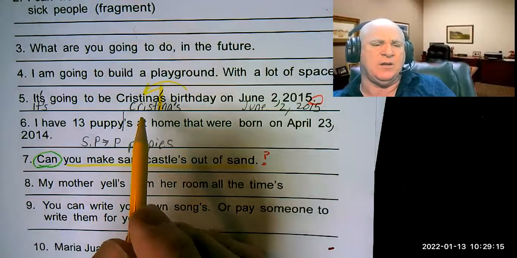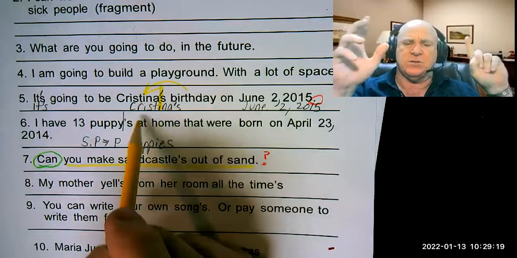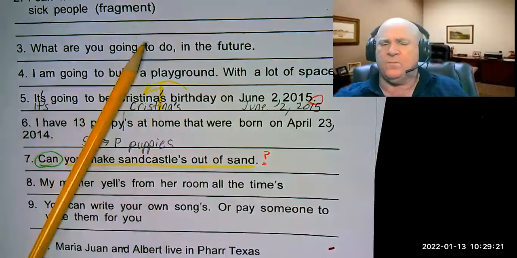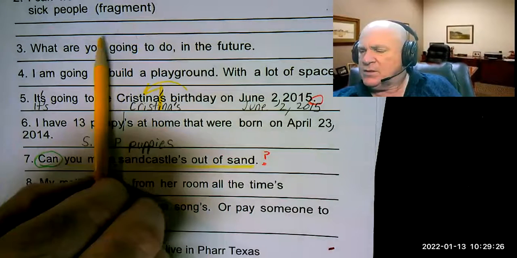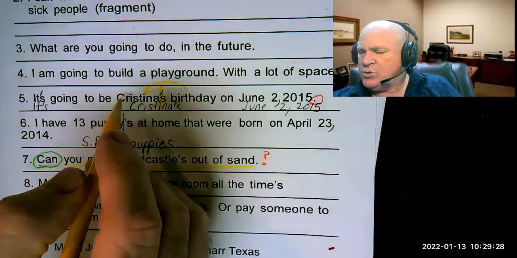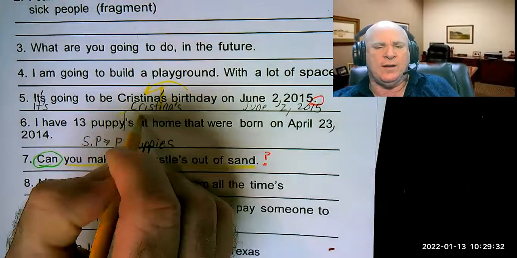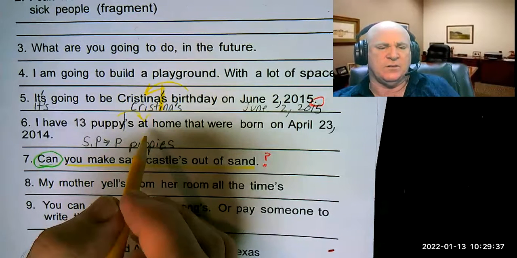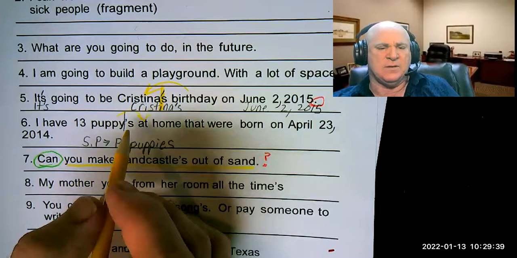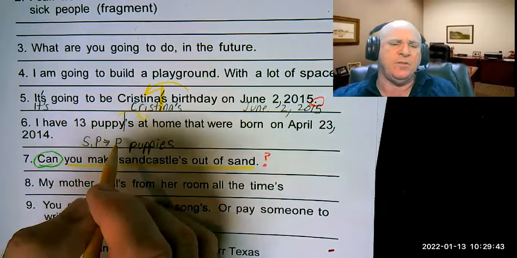Capital I have 13 puppy's at home. And because of the apostrophe S, that's possessive, you have to own the next word. I can't own an at, so I'm going to have to change this singular possessive puppy to plural puppies. How do you do that?